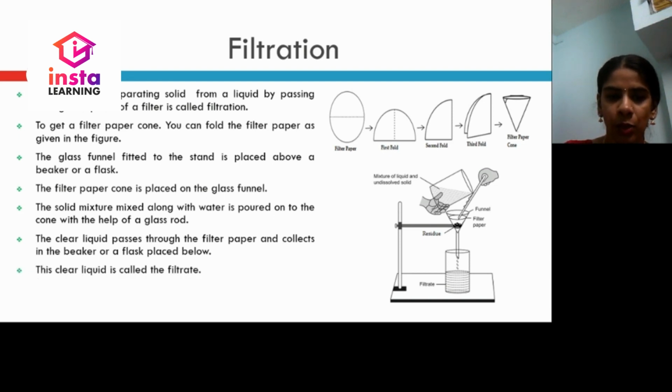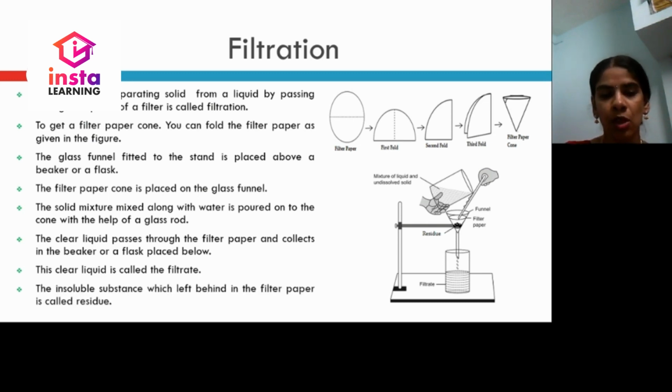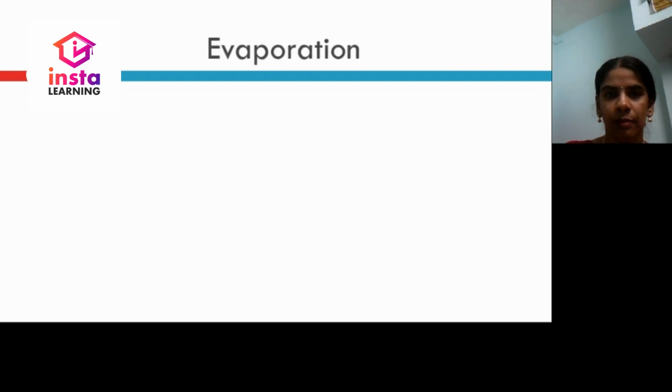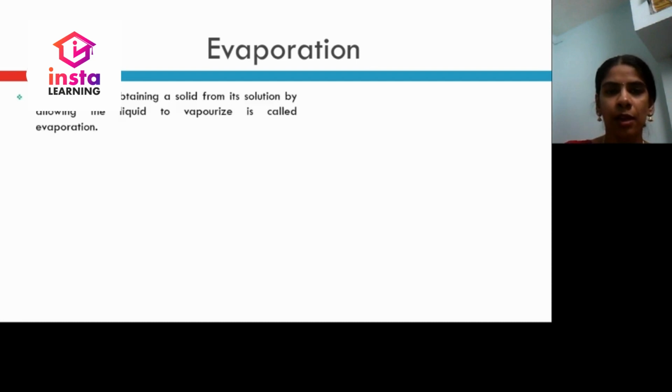This clear liquid is called the filtrate. The insoluble substance left behind on the filter paper is called residue. Let us learn the evaporation process. The process of obtaining a solid from its solution by allowing the liquid to vaporize is called evaporation.